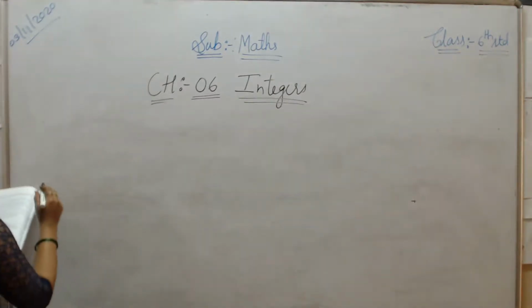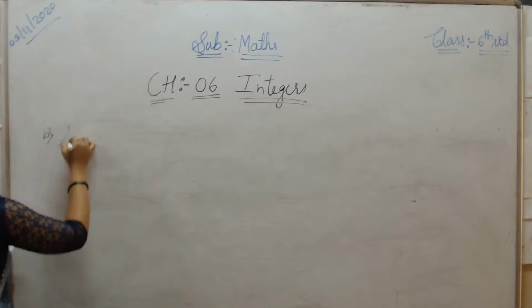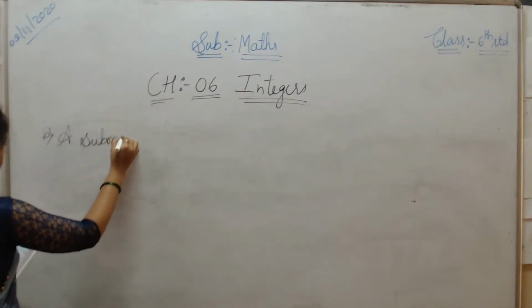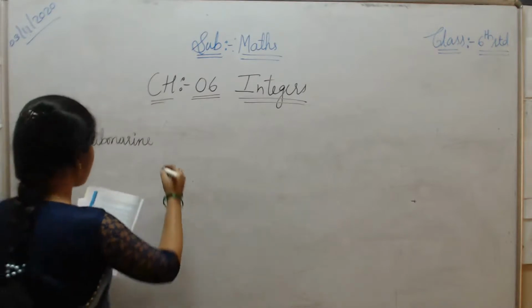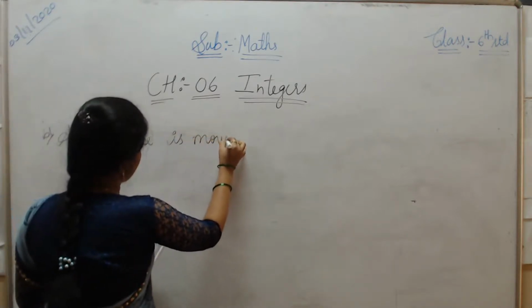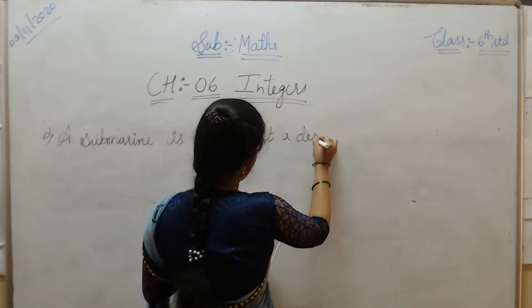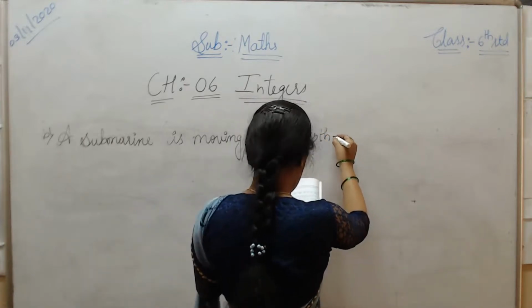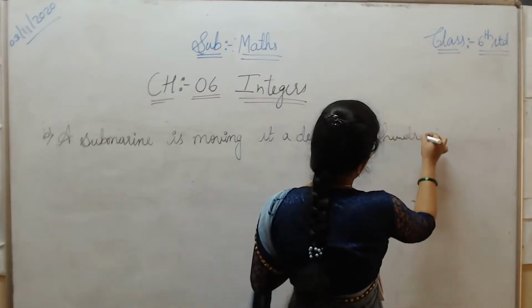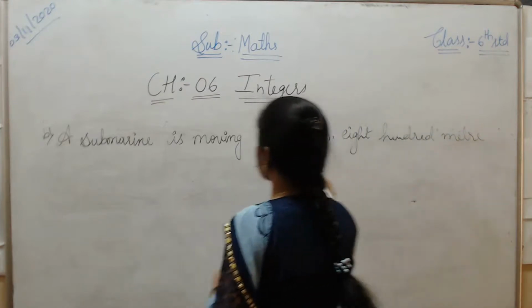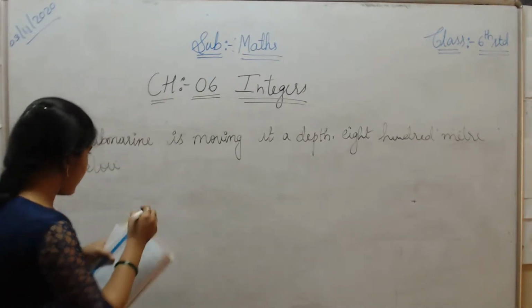B part. A submarine is moving at a depth of 800 meter below the sea level.